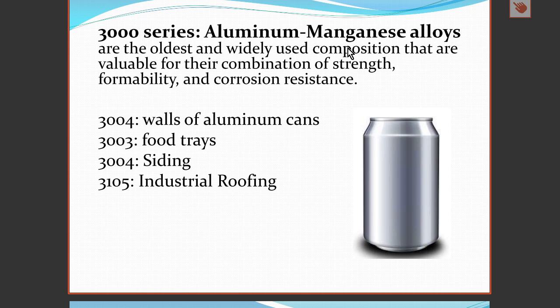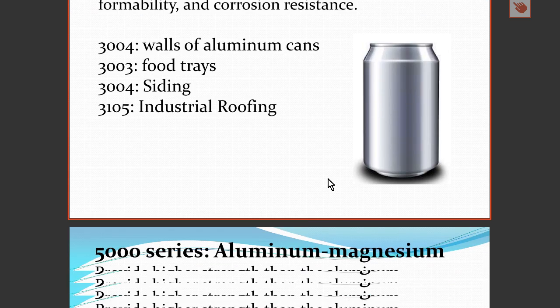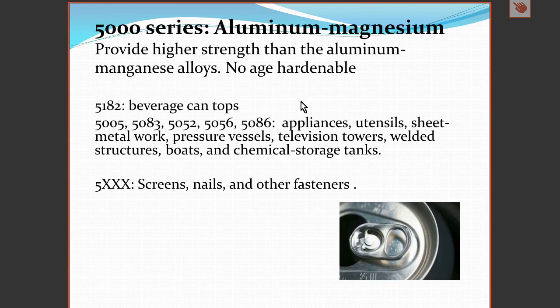However, the aluminum manganese alloy is not hard enough to be used for the can top, to allow it to be opened through the mechanism of tearing a tab. The 5000 series alloys provide a higher strength than the aluminum manganese alloys, but they are not age hardenable. Because the precipitates are incoherent with the matrix. Aluminum magnesium alloys are used for the beverage can tops.